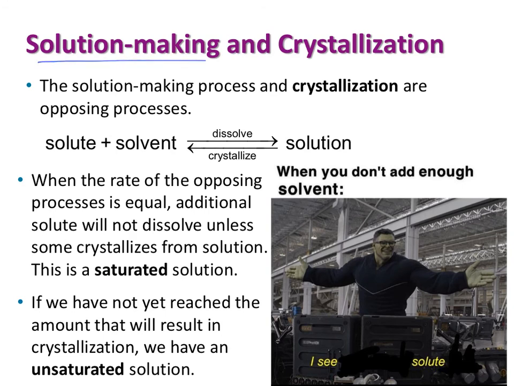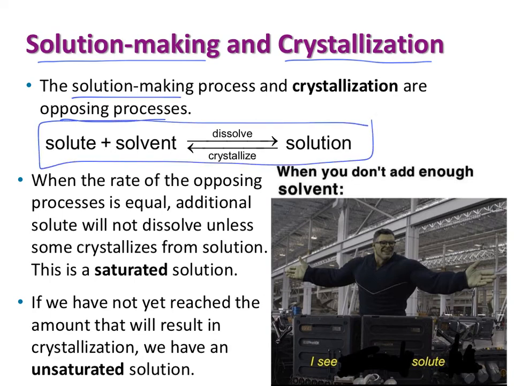So we've talked about just regular solution making, right? You dissolve a solid into a liquid, it dissolves, and you get a solution. But what about the opposite? The opposite is actually called crystallization. So it's the opposing process of solution making. And you can see it here as an actual reaction where we start off with the solute and the solvent, we dissolve it, versus the opposite, which is called crystallization.